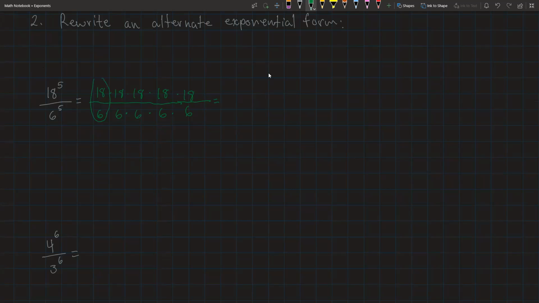What's this one divided? 18 divided by 6. That's a 3 times. What's this fraction going to simplify? That's a 3. And what does this simplify to? That's another 3. And this one, another 3. And this one, another 3. So we notice that that becomes how many 3s? It is 5 of them, 3 to the 5th power.